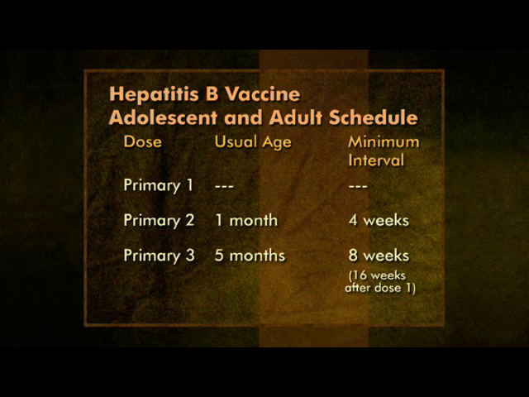If an accelerated schedule is required, the minimum interval between the second and third doses is 8 weeks. The first dose should always be separated from the third dose by at least 16 weeks. Adolescents should receive 1/2 milliliter of pediatric formulation. Adults 20 years and older should receive 1 milliliter of adult formulation.